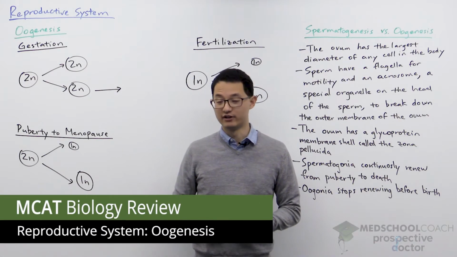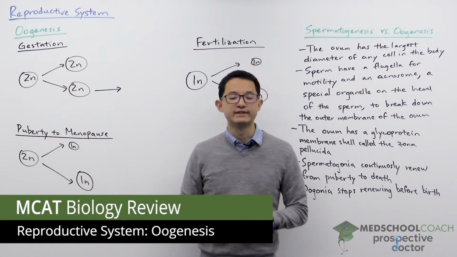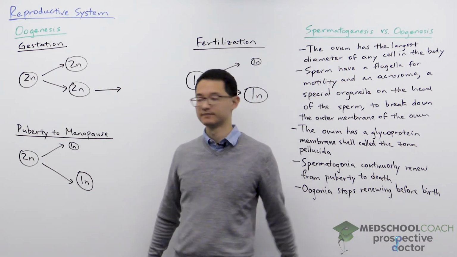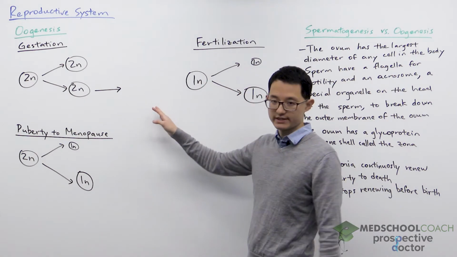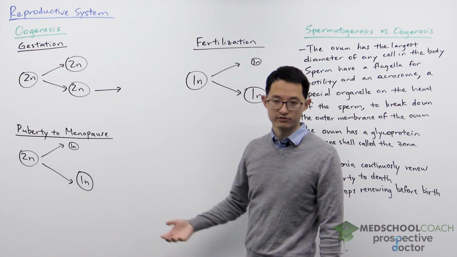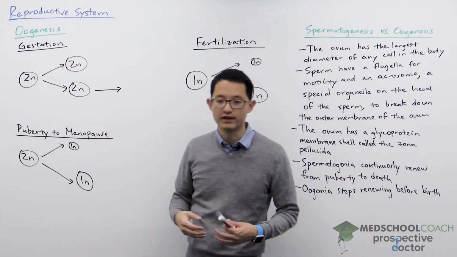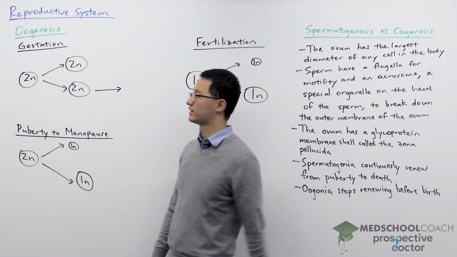In this video, we're going to go over oogenesis, and then we're going to discuss the differences between spermatogenesis and oogenesis. Oogenesis is the production of egg cells, or ovum. It begins during gestation, before the female has been born from the mother.